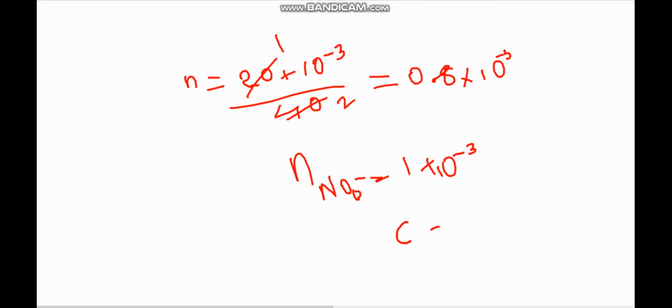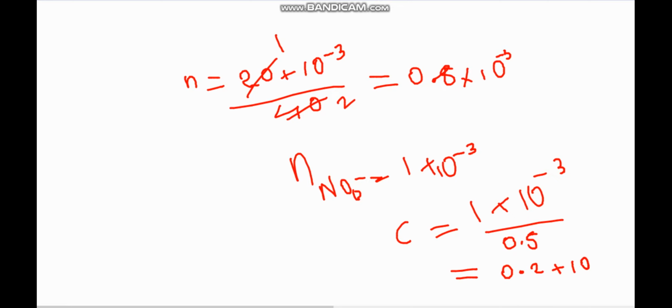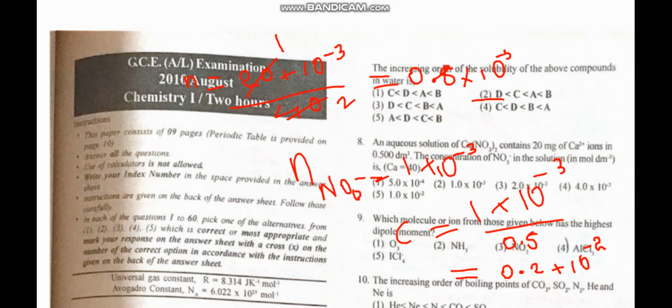Now you have to find the concentration. Concentration is moles over volume, and the volume they have given is 0.5 decimeter cube. Then the answer will be 1 divided by 5, which is 0.2. Then 0.2 into 10 to the power minus 2 means it will be 2 into 10 to the power minus 3. Answer is the third one. 8th question answer is the third one.